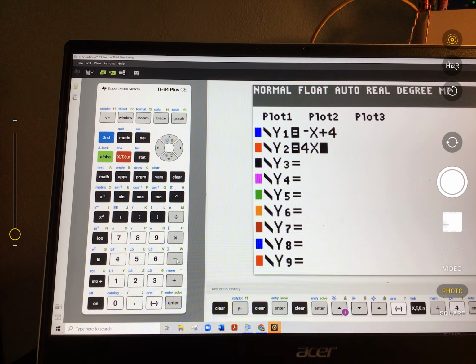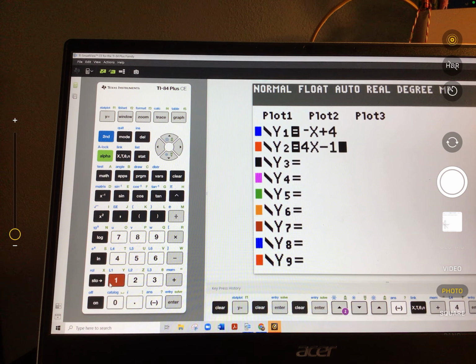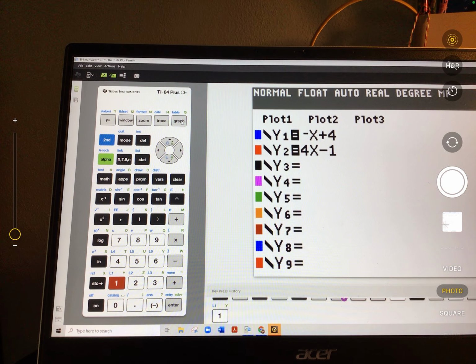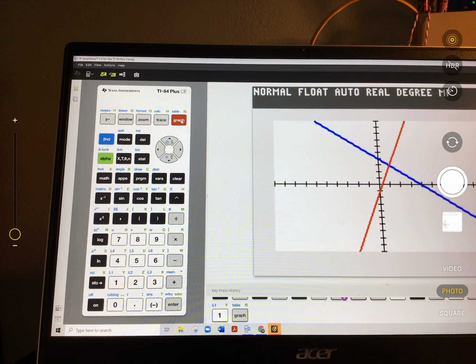And then I'm saying subtract 1, not -1. So I'm pretty sure those were the two that I was looking at on this problem. I'm going to hit graph. I see my two lines.